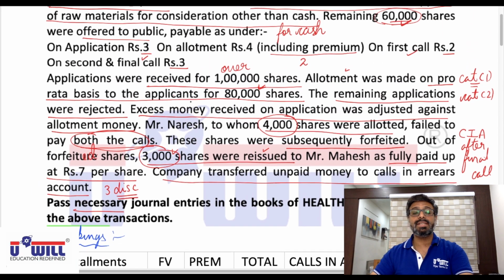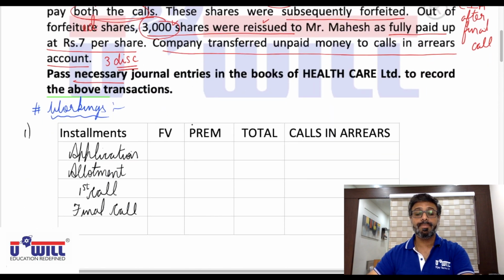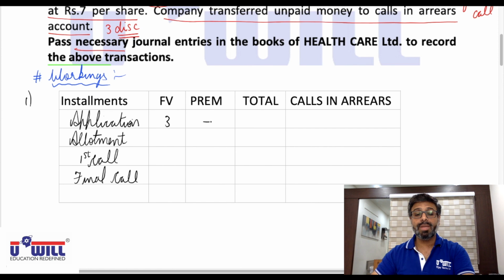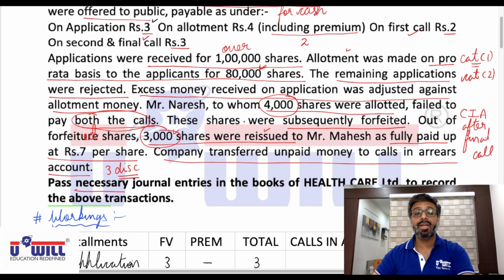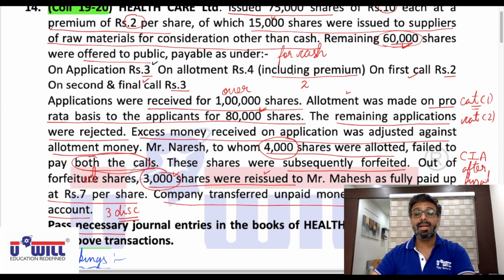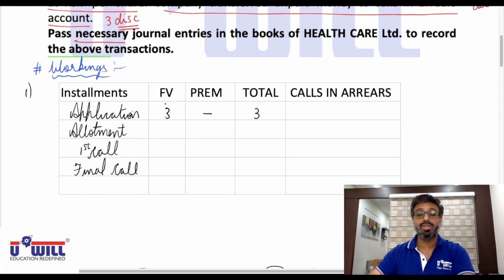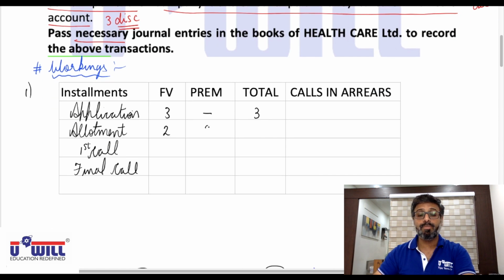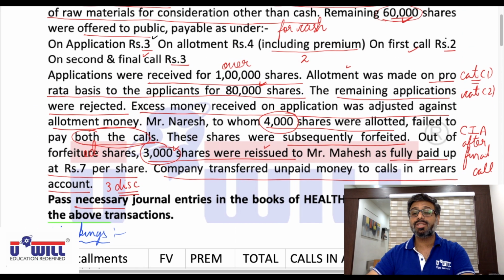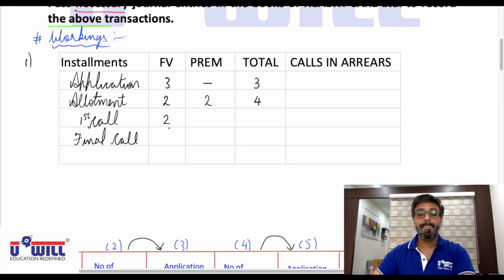Now application is given 3 rupees. There is no premium with application, total also 3. Allotment is given 4 but including premium of 2, so 4 minus 2, 2 of face value plus 2 of premium, total 4. First call is 2 rupees and final call is 3 rupees. Total 3 plus 2, 5, plus 2, 7, plus 3, 10, plus 2 of premium, and total is 12.